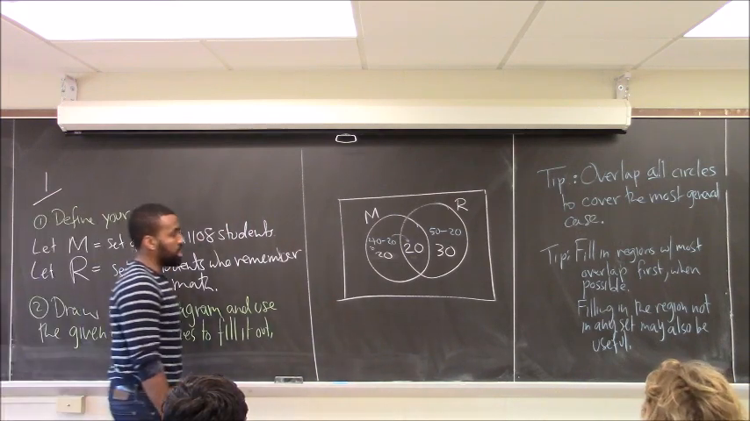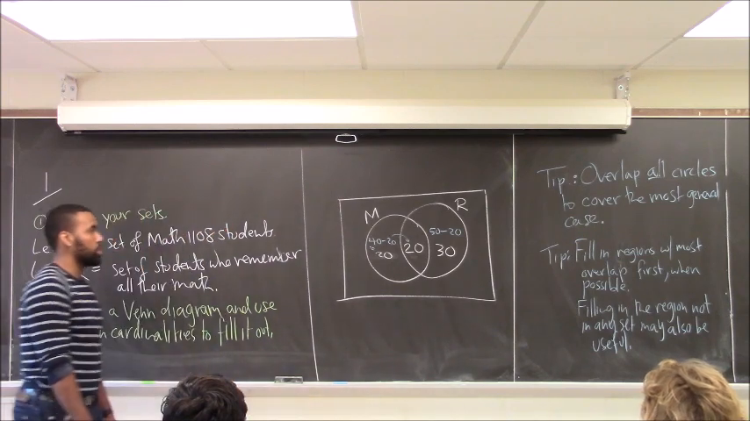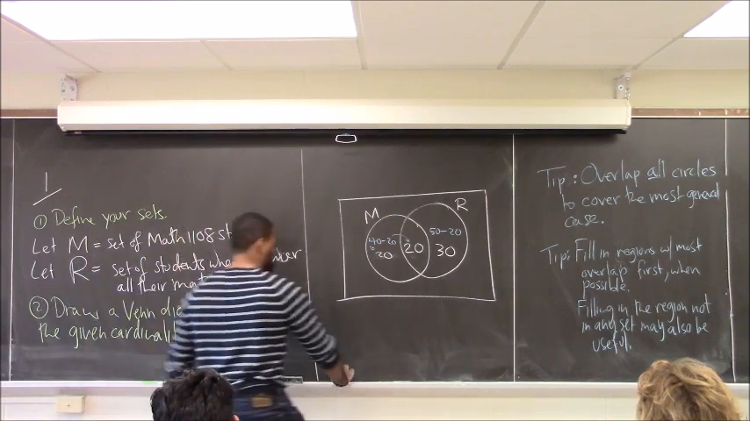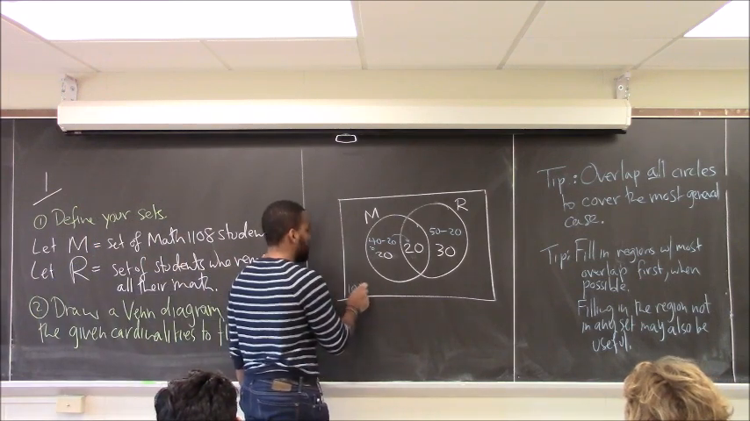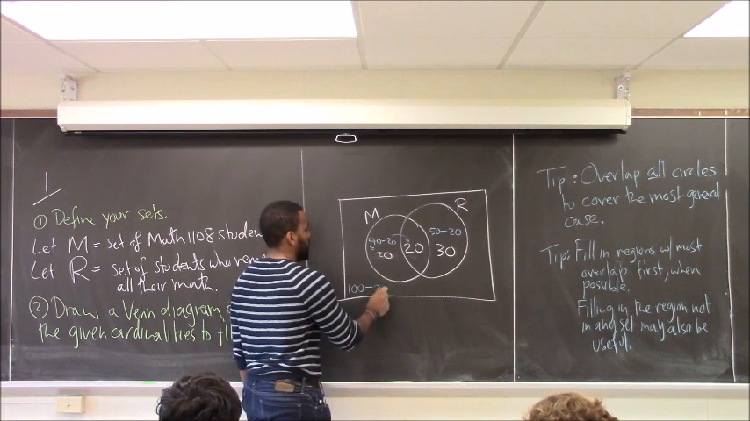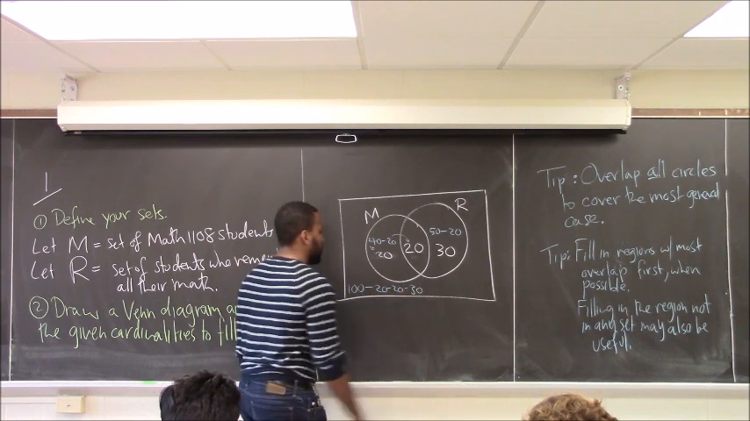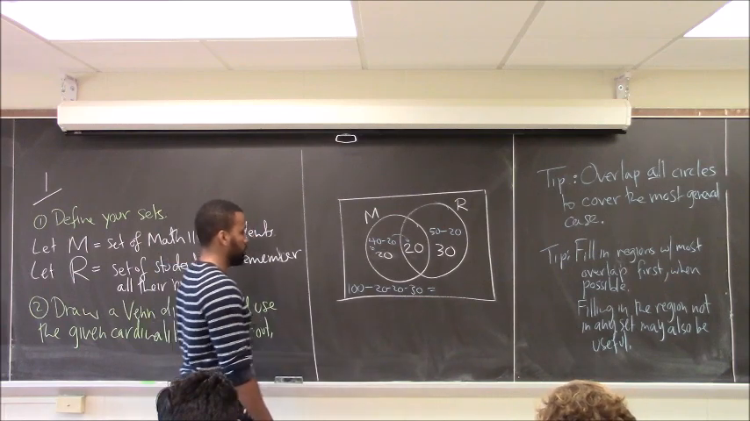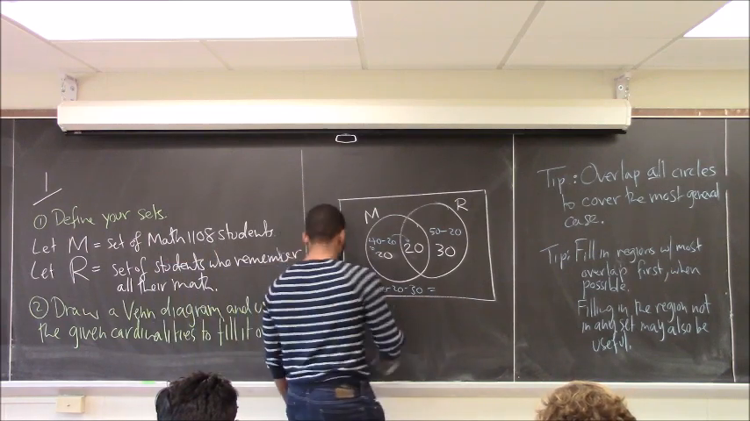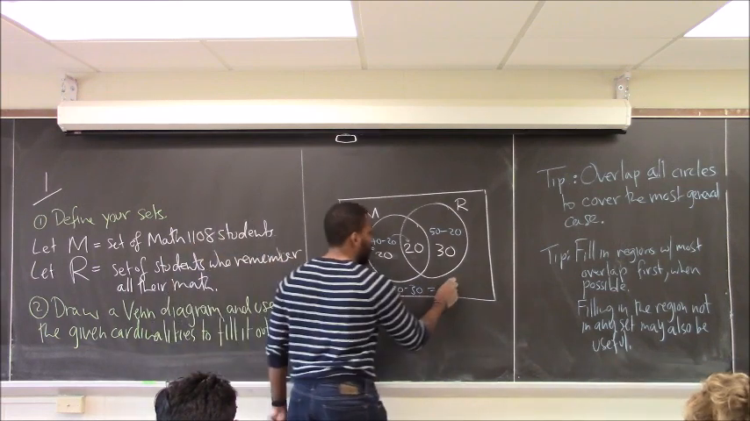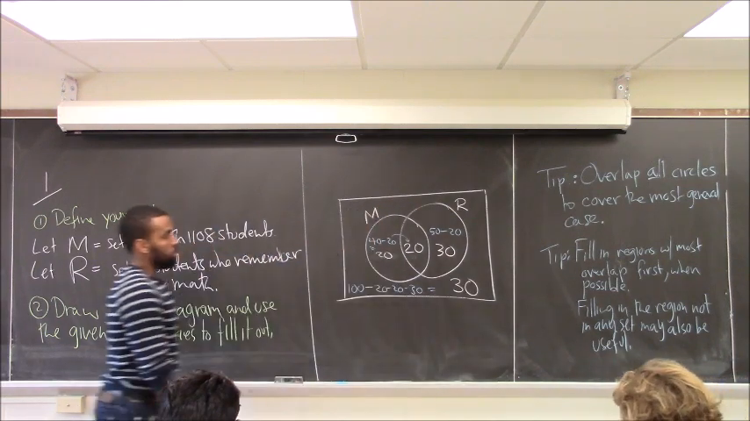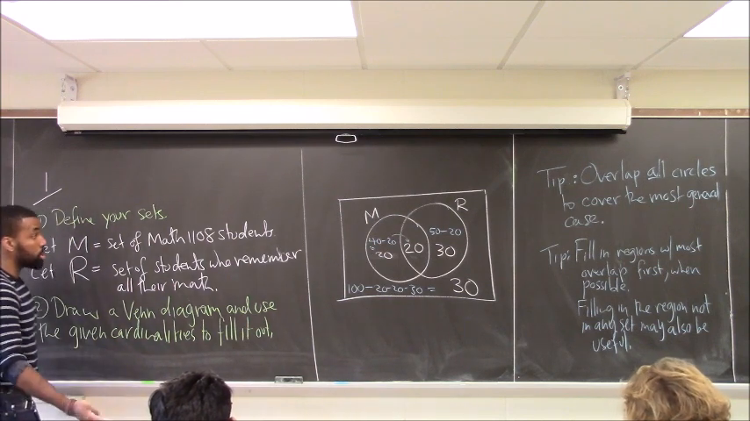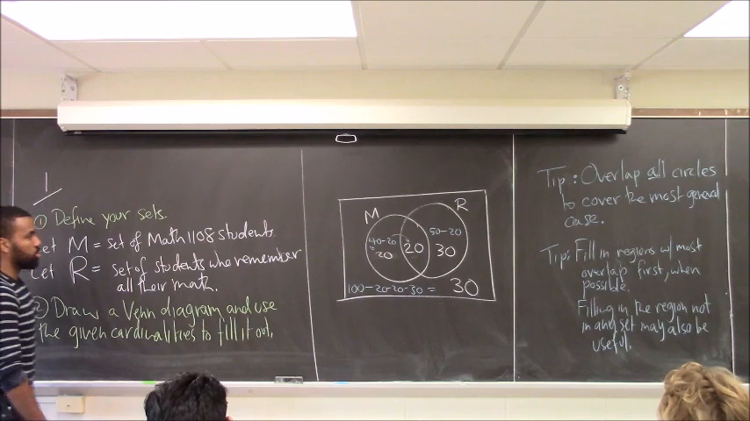Now, I know that the entire universe has 100 people. So what's left outside of both circles? It's going to be 100, subtracting the 20, the 20, and the 30. So there are now 30 people outside. And so this Venn diagram is completely filled out, because all the regions of space are numbered with the cardinality of the number of people.